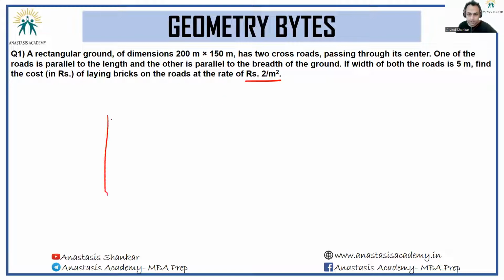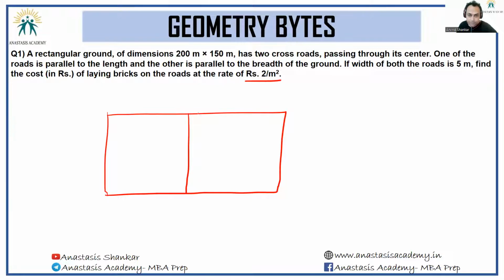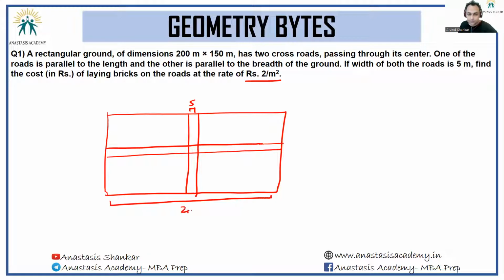Okay. We have a rectangular ground, something like this. There are two roads going something like this. So if this is 5 and this entire thing is 200, and this is 5 and this entire thing is 150.